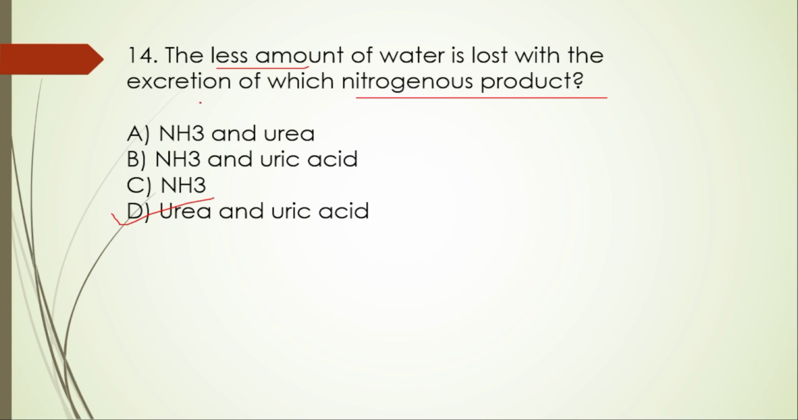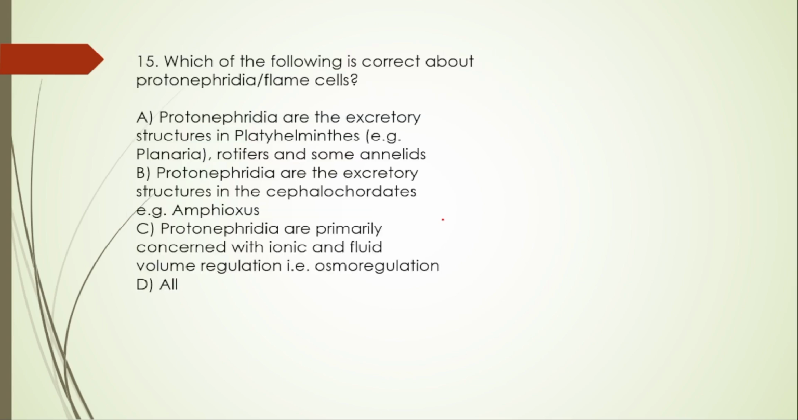If I say about ammonia, it is highly toxic and requires the most water for excretion, and it is specifically excreted by aquatic animals. Urea is less toxic than ammonia when we compare, and requires less water. Uric acid is the least toxic and requires the least amount of water. How much toxicity there is, that much water requirement there will be. If less toxicity, less requirement of water. That's it.